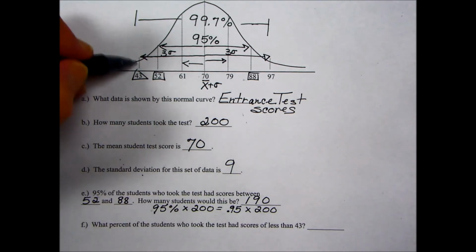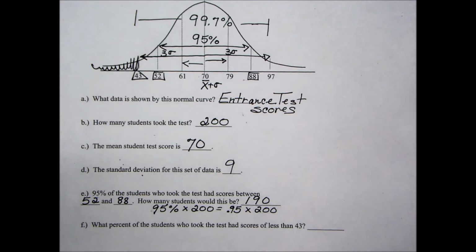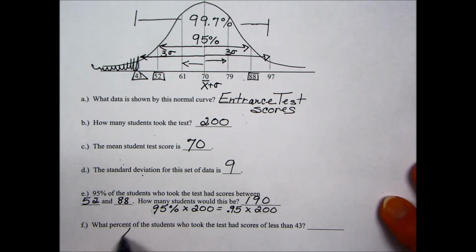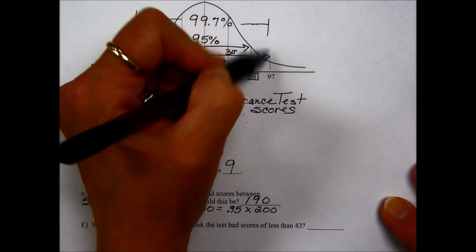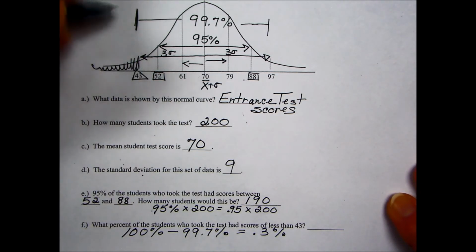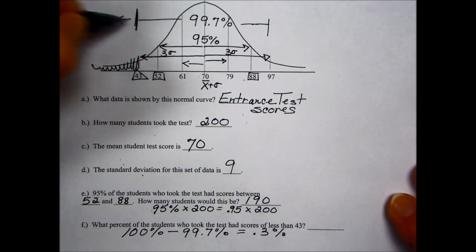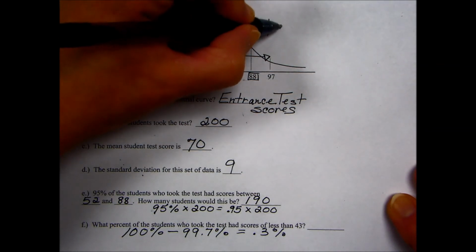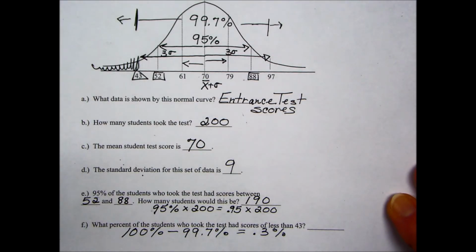We're interested in this portion of students that scored less than that. Well, if the whole graph represents 100%, and we know the boundaries for 99.7%, that means we're talking about 0.3%. However, that 0.3% is below this boundary value for 3 standard deviations below, and it's also the equal symmetric part for students scoring higher than 97.